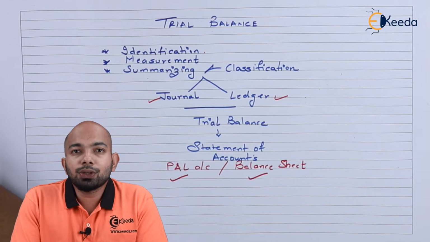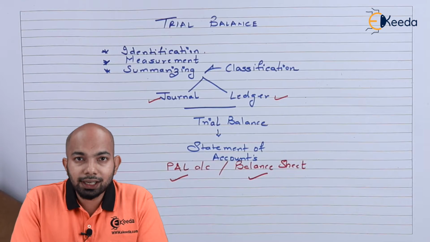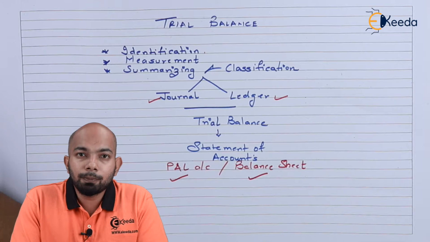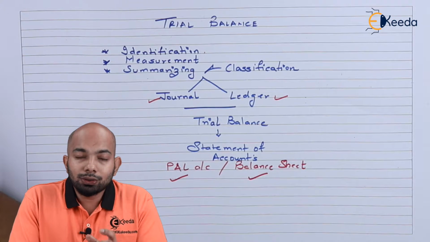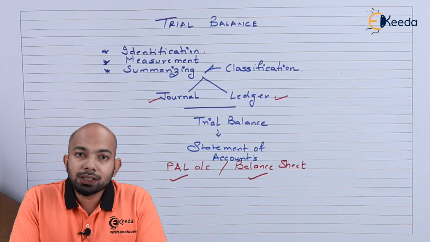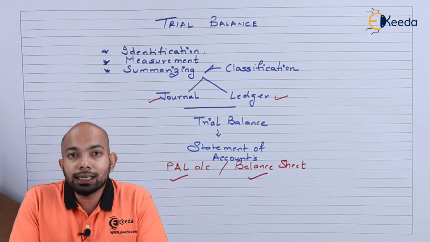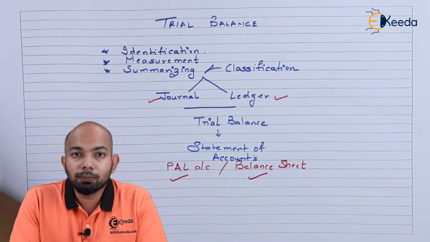So in the earlier process, when we have studied that a journal entry has been passed and the entries of journals have been posted into a ledger, the balances of the ledger are then carried forward to a trial balance. This trial balance will help us understand whether the journal entries have been recorded correctly and the ledgers have been posted in an accurate manner.